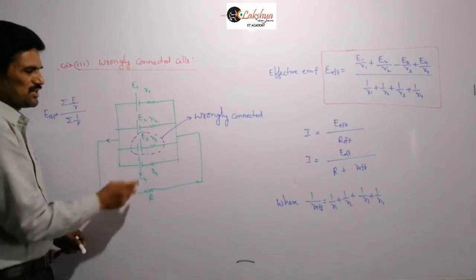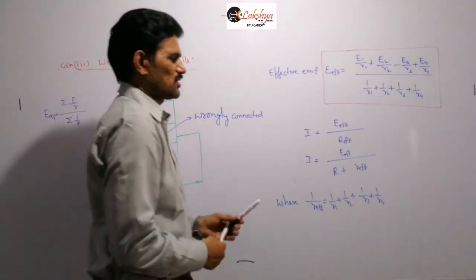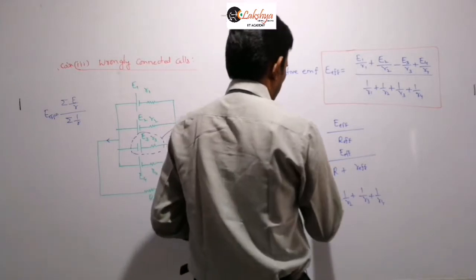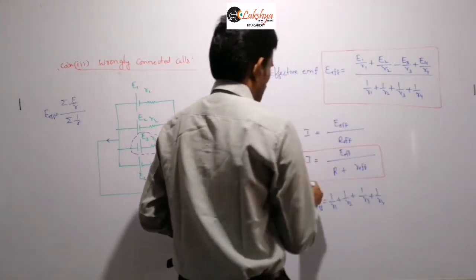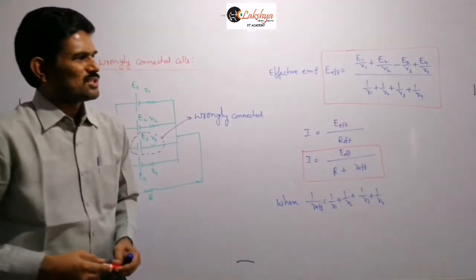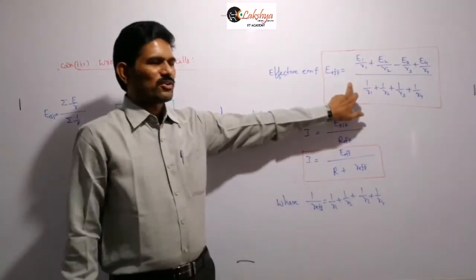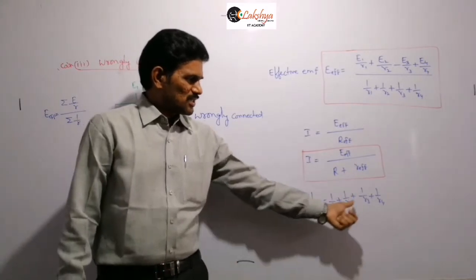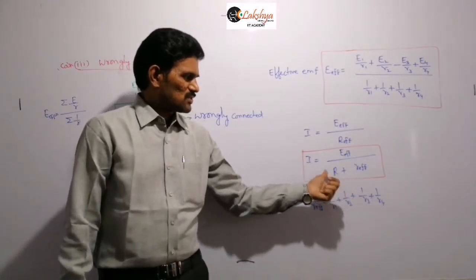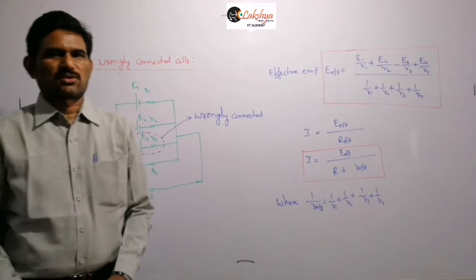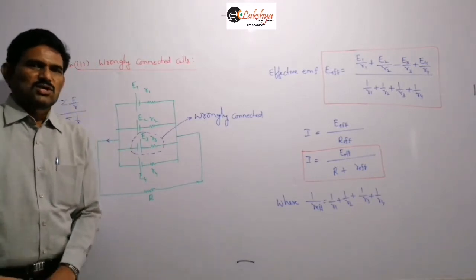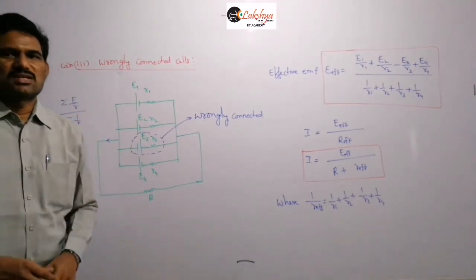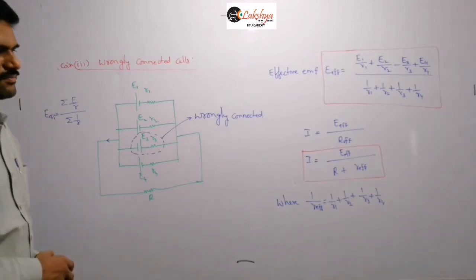Total effective internal resistance plus effective external resistance we need to write. So from this we can calculate the current flowing through this external resistance. By using this formula, you will get this effective EMF and then effective resistance. And so by using this formula, you can calculate the current flowing through the circuit, right? So that is a combination of series and parallel combination of the cells.